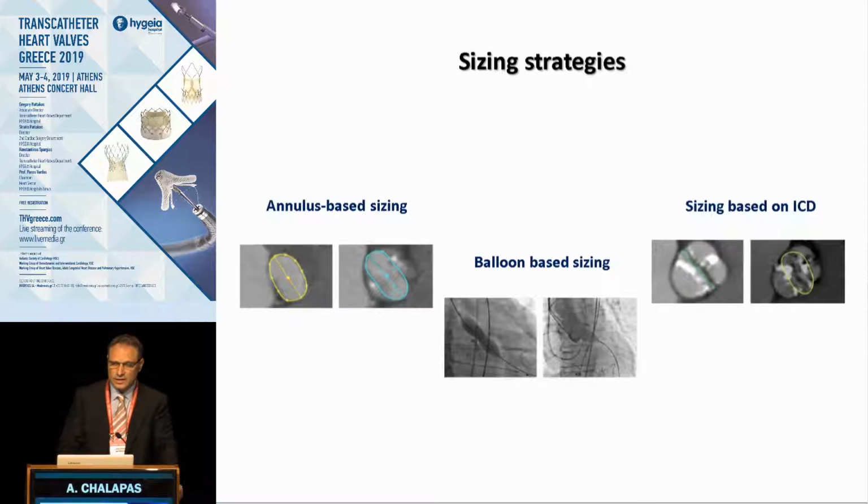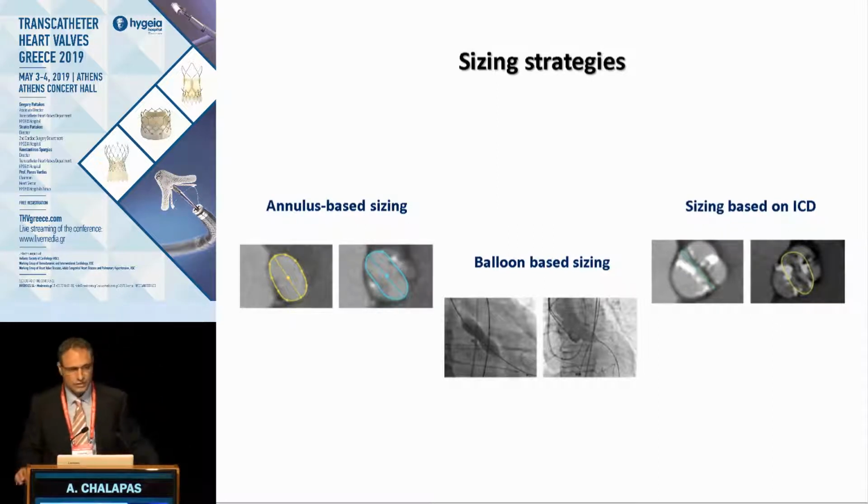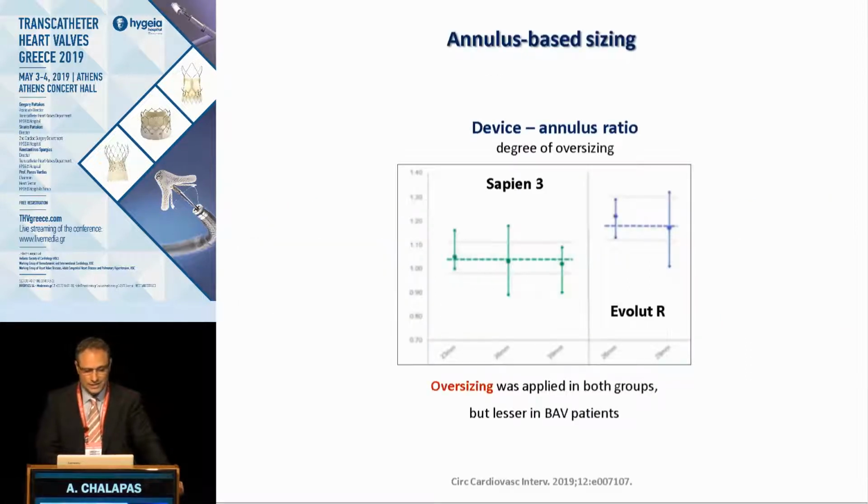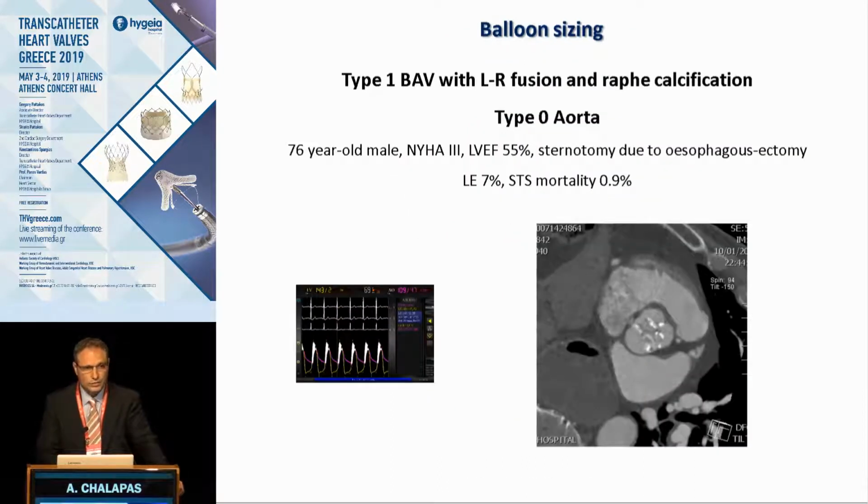Of course, the CT analysis gives us a lot of information, and there are different sizing strategies. We have already seen the balloon-based sizing strategy. There is also the annulus-based sizing strategy, and from the CT we take various information at different levels of the aortic root, and we can proceed with sizing based on the intercommissural diameter 4 millimeters above the level of the annulus. When we decide to size based on the annulus, we need some type of oversizing, which must be less than 7 to 10%, and this is more important in Evolut valves. And when do we decide to use a balloon sizing?